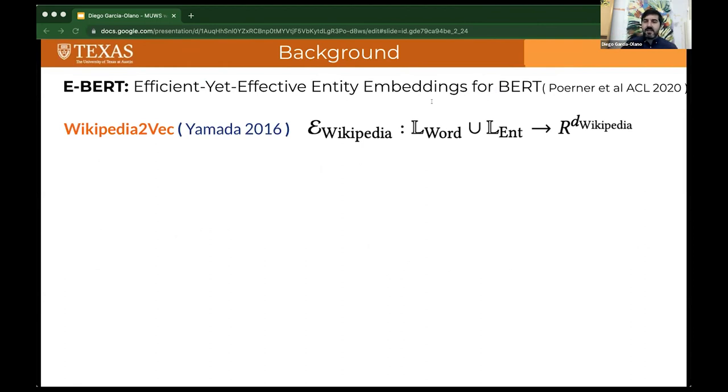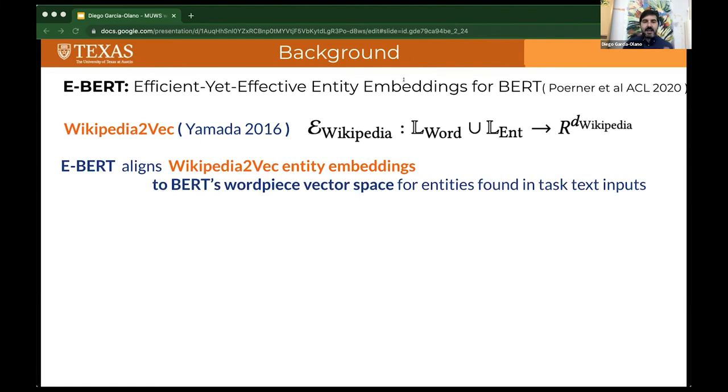I'll give some background on the E-BERT method from the Efficient yet Effective Entity Embeddings for BERT paper. First, Wikipedia2Vec, from Yamada 2016, embeds words and entities, entities being essentially Wikipedia URLs, into a common space, such that given a vocabulary of words and entities, it learns a lookup embedding function that you see here. What the E-BERT authors do is align Wikipedia2Vec entity vectors with BERT's wordpiece vector space. Then they feed these aligned vectors into BERT as if they came from BERT's native wordpiece space. This procedure allows E-BERT to inject knowledge into BERT without making any changes to the BERT encoder itself or doing any additional pre-training. So it's only done during fine-tuning.